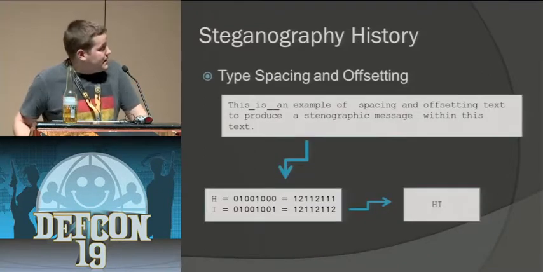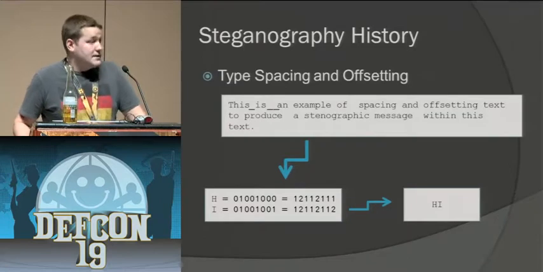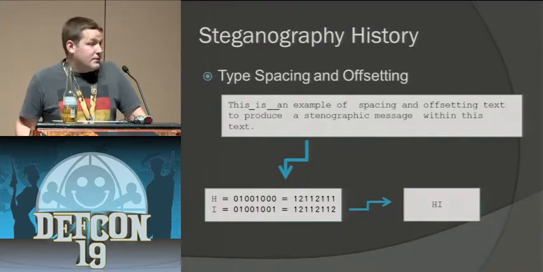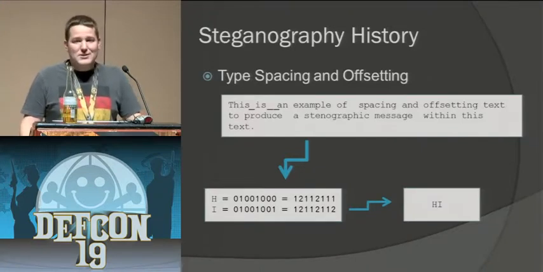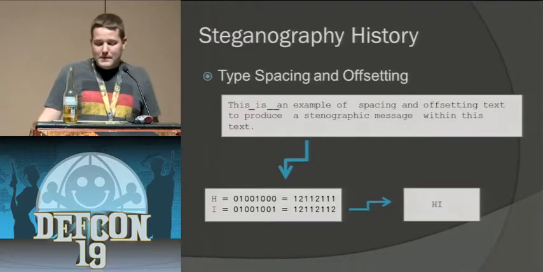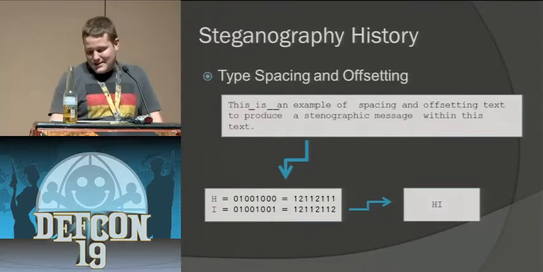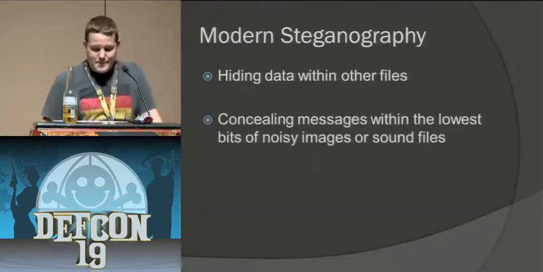Type, spacing and offsetting. Again, this is a lot like the null cipher. You have to have a really, really long message in order to get out a really short message. So, you know, those are the shortcomings involved there. You'll end up with a really long message and you translate all the way across into something and you get something as simple as hi.